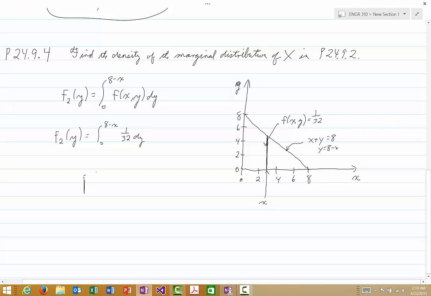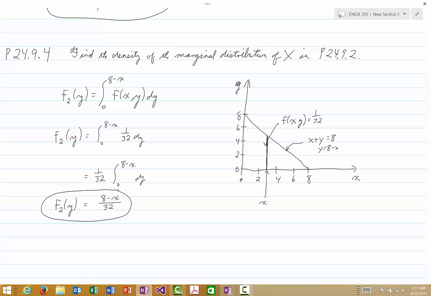The 1/32, that term is a constant, so it can come out. And we have the integral from 0 to 8 minus x of dy, and that's just 8 minus x, and so we get 8 minus x over 32. And that would be the density of the marginal distribution of x in problem 2.